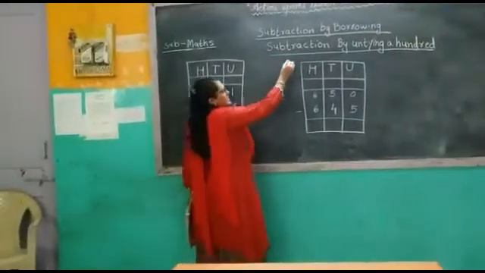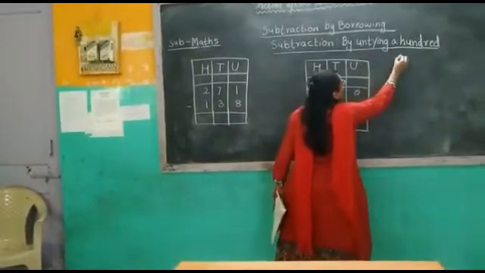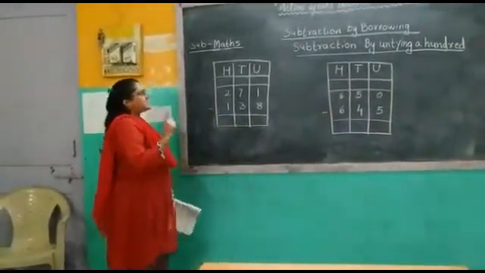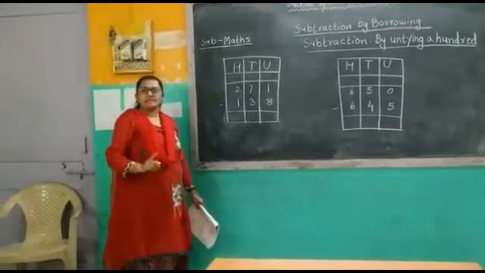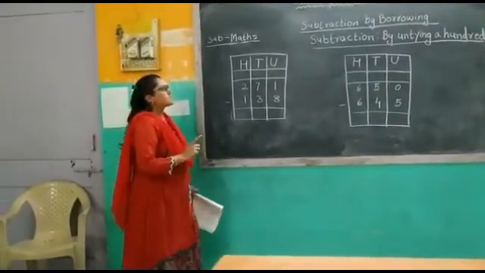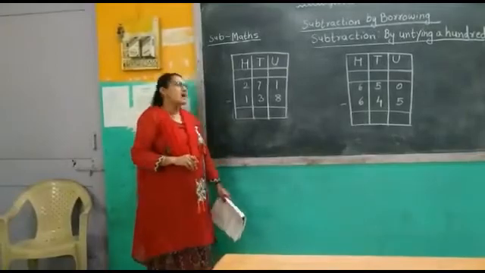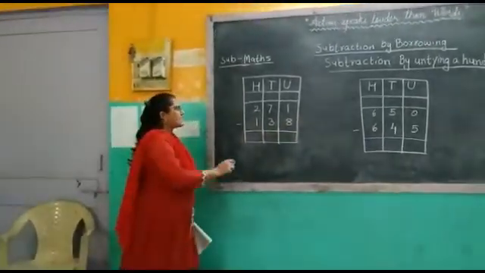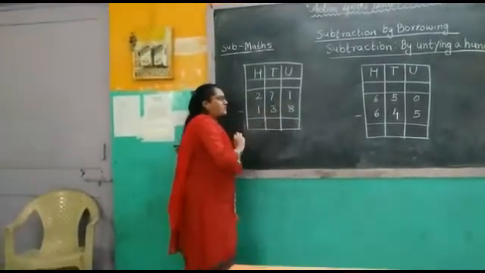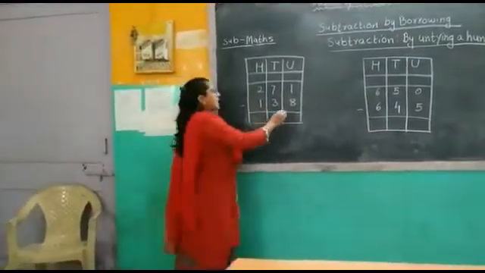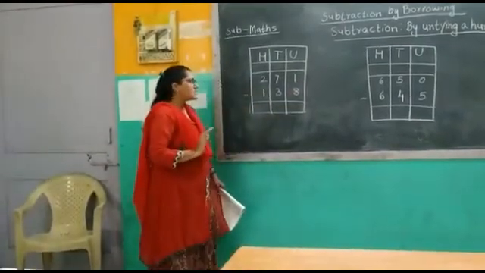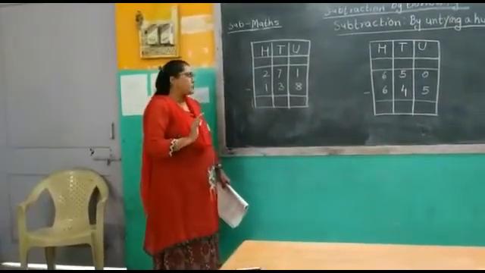Now we will see, students, subtraction by untying a 100. Now see, first we saw subtraction by untying a 10. But now we are going to see subtraction by untying a 100. Now here 3-digit numbers are there. So first we will take unit to unit. First we are going to subtract 8 from 1.